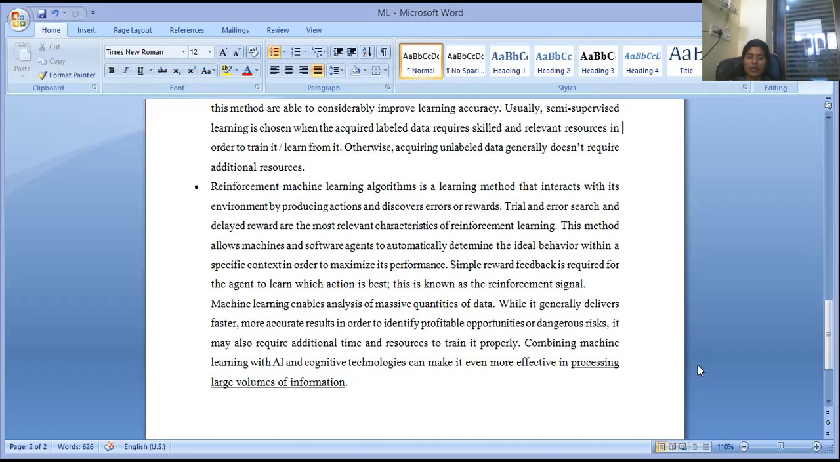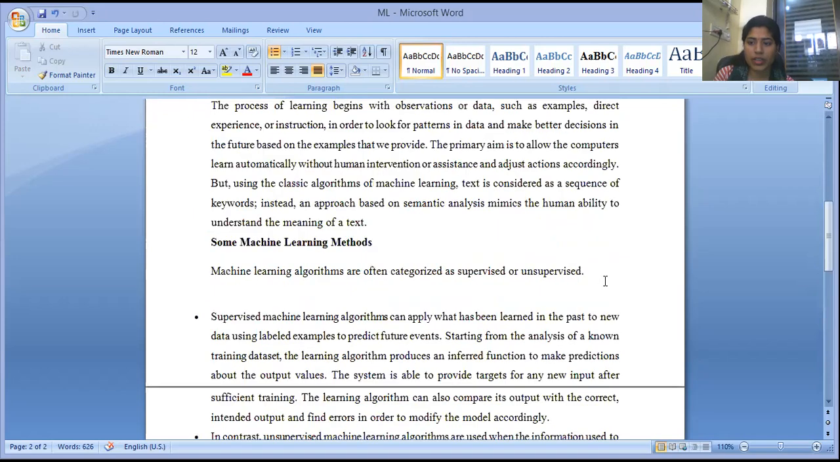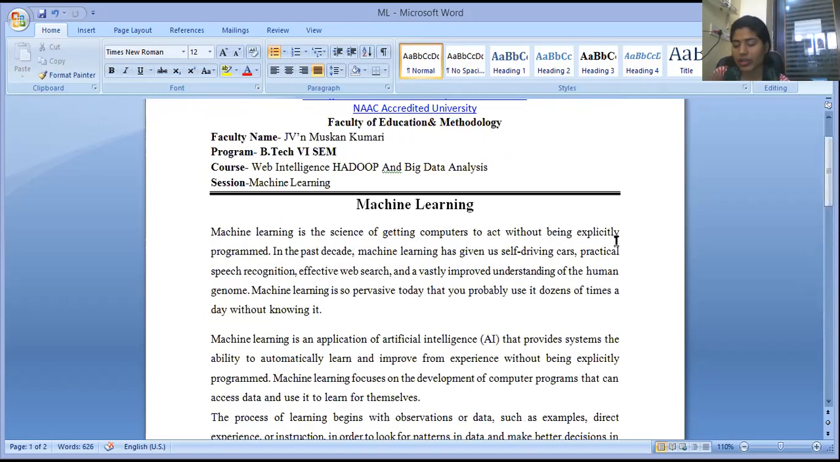So it may also require additional time and resources to train it properly on the training data. Combining machine learning with AI and cognitive technology can make it even more effective in processing large volumes of information. So this is all about machine learning, where I have discussed what machine learning is, the basic definitions, and the characteristics of machine learning.